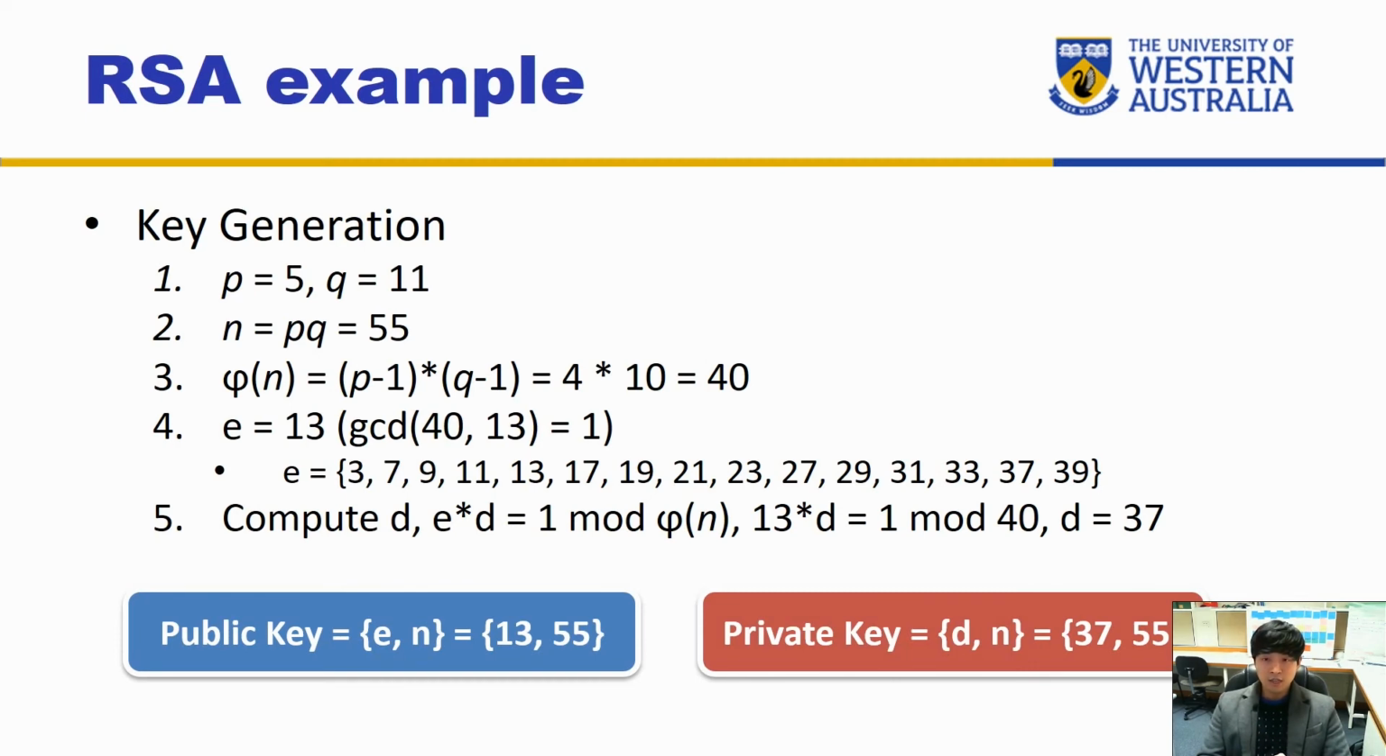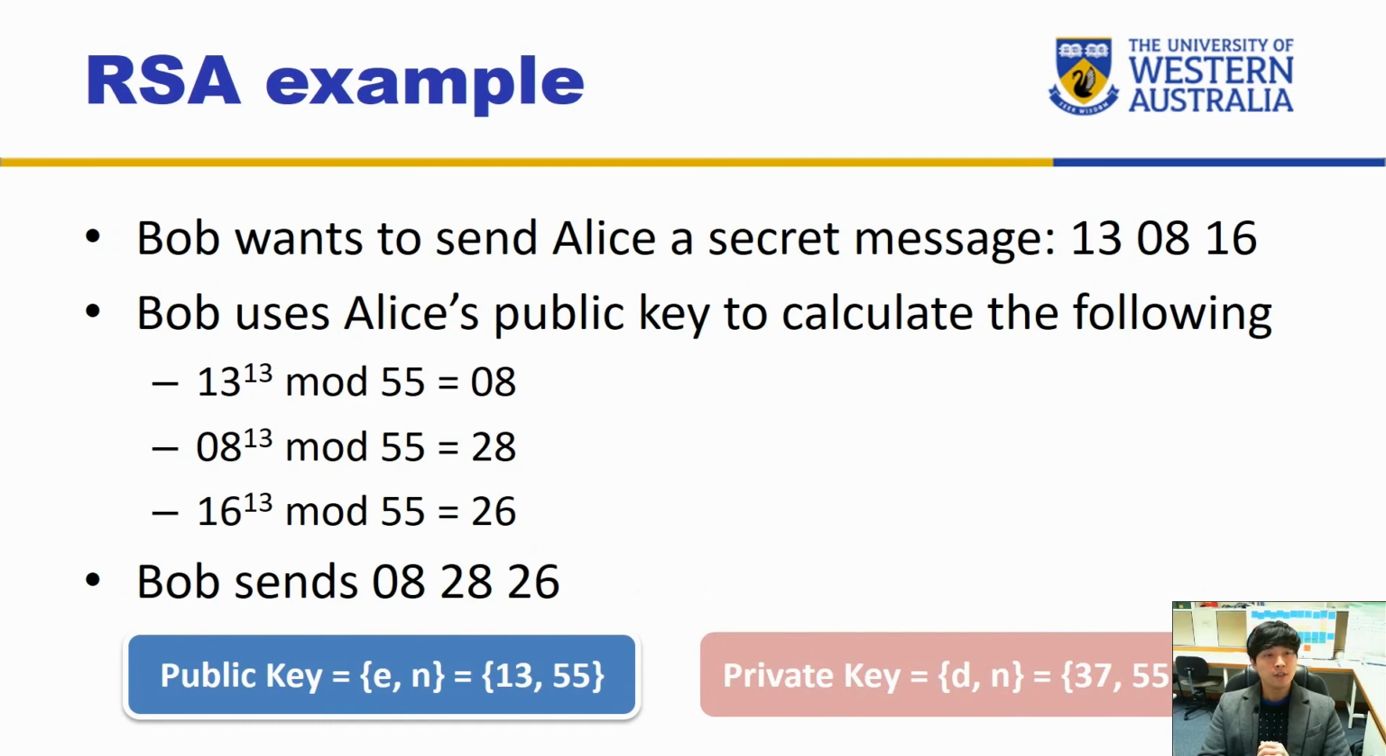Let's have a look at the encryption first. Now Bob wants to send Alice a secret message. Let's say the secret message is 13, 8, and 16. Bob uses Alice's public key to calculate the following. The public key is given, which is 13 and 55. So what you do is 13 to the power of e, which is 13, mod 55.